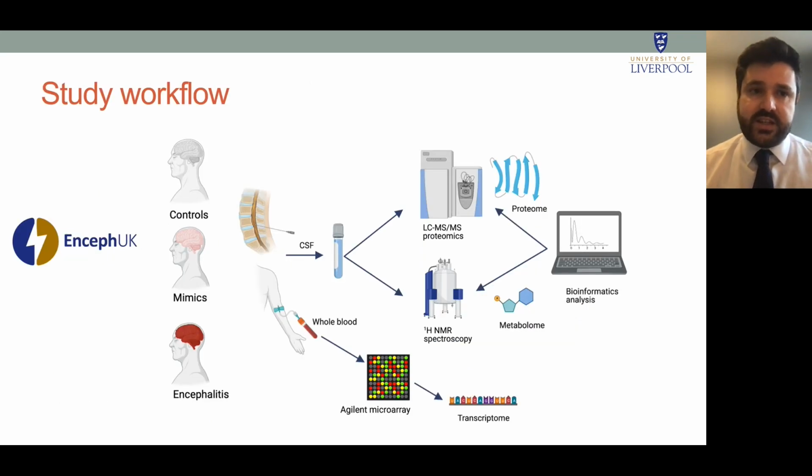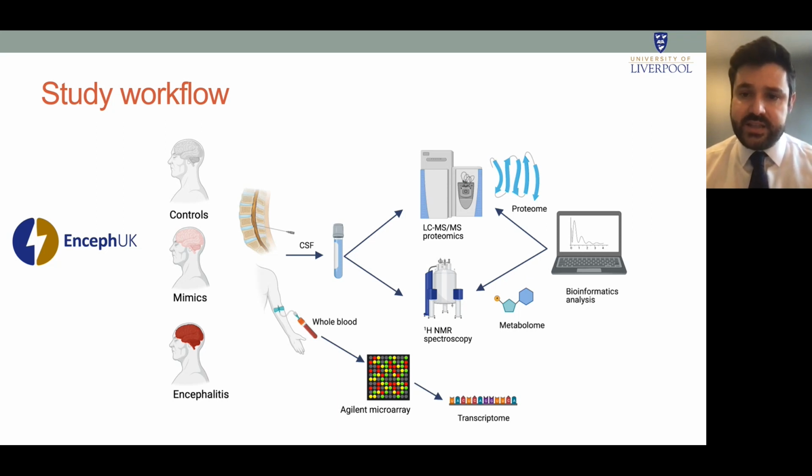So in this study, we decided to analyse the cerebrospinal fluid and blood in detail to try and identify ways to improve the diagnosis of encephalitis and to identify markers of prognosis or potential therapeutic targets. The patients were recruited through an NIHR-funded prospective study led from Liverpool called ENCEPH UK. And there were three groups: patients with proven encephalitis, mimics of encephalitis, and a group of controls who had headache disorders. And the patients had CSF samples which underwent two analyses.